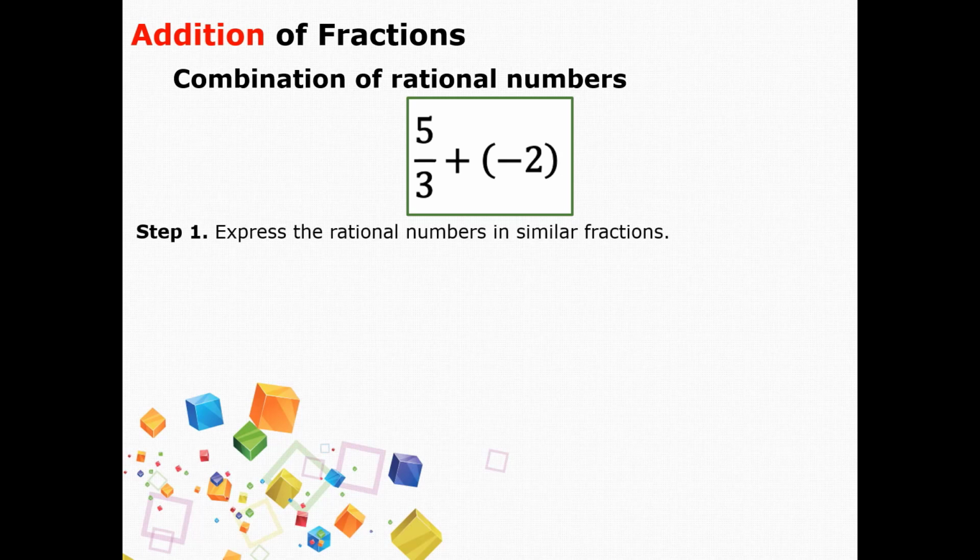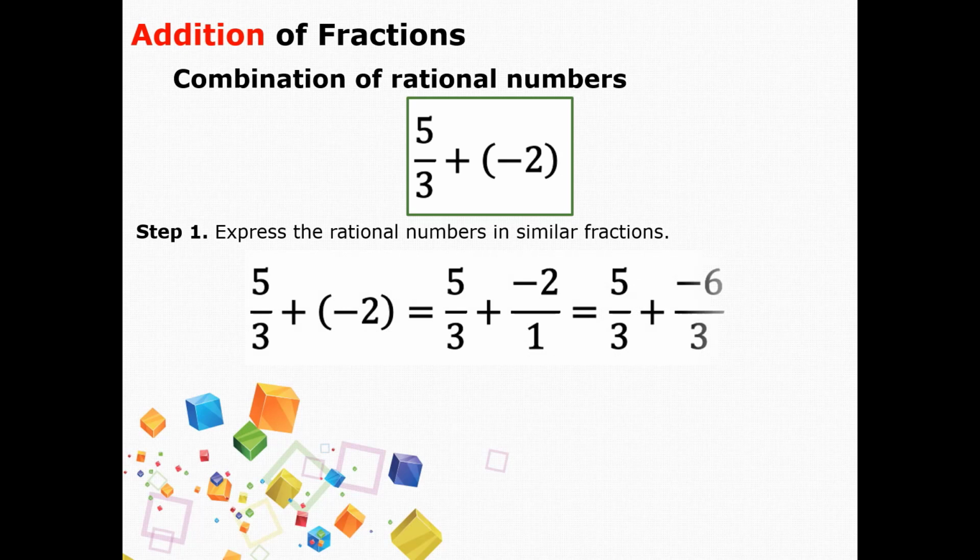And for combination of rational numbers, that is, we have a fraction and an integer, our first step is to express the integer as a fraction and make the two fractions similar. And then we simply operate.